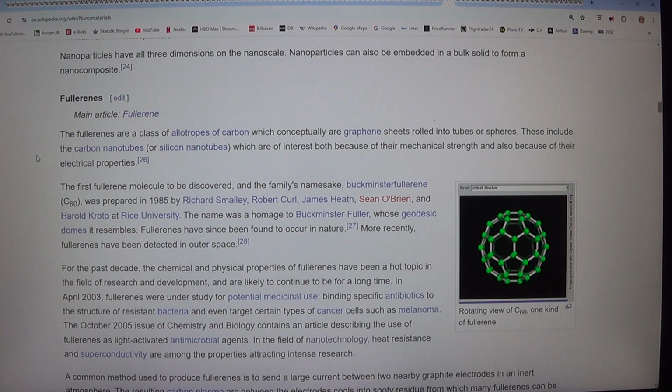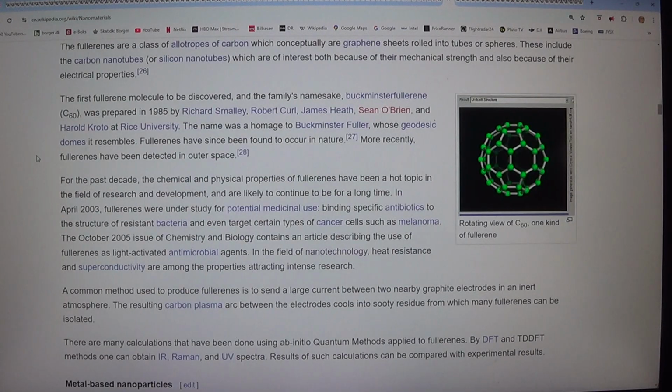The first fullerene molecule to be discovered, and the family's namesake, Buckminsterfullerene, C60, was prepared in 1985 by Richard Smalley, Robert Curl, James Heath, Sean O'Brien, and Harold Kroto at Rice University. The name was a homage to Buckminster Fuller, whose geodesic domes it resembles. Fullerenes have since been found to occur in nature. More recently, fullerenes have been detected in outer space.